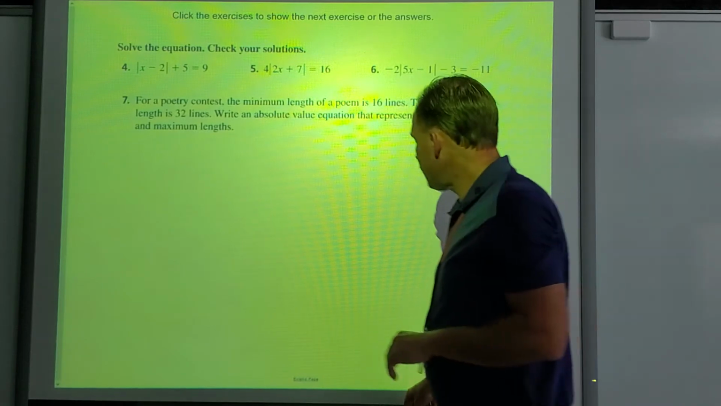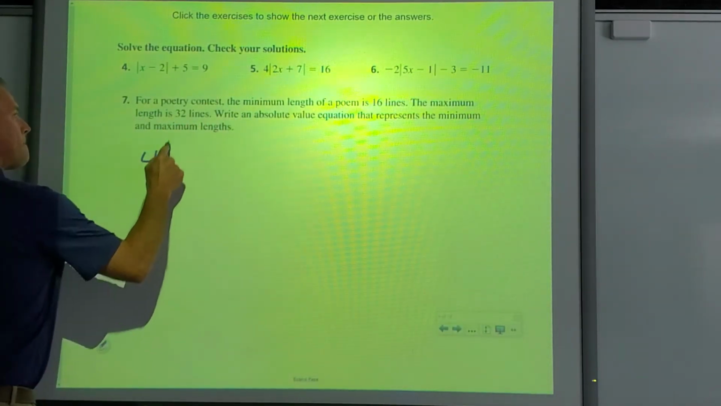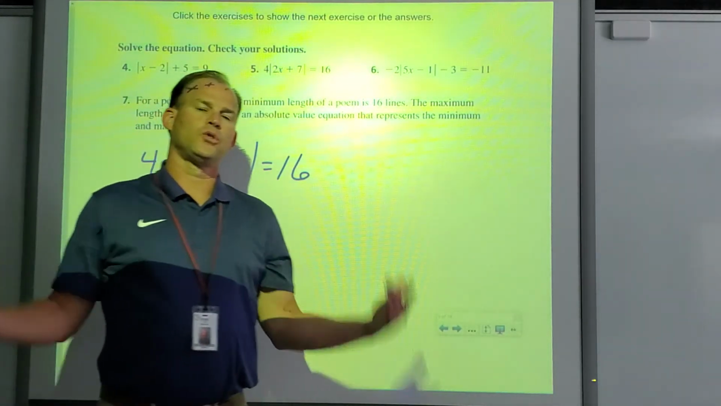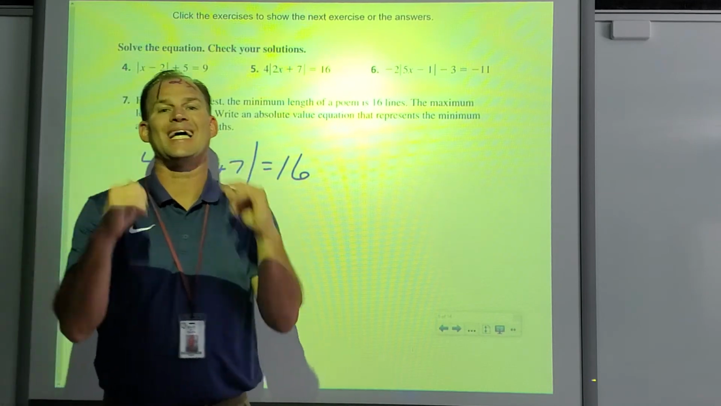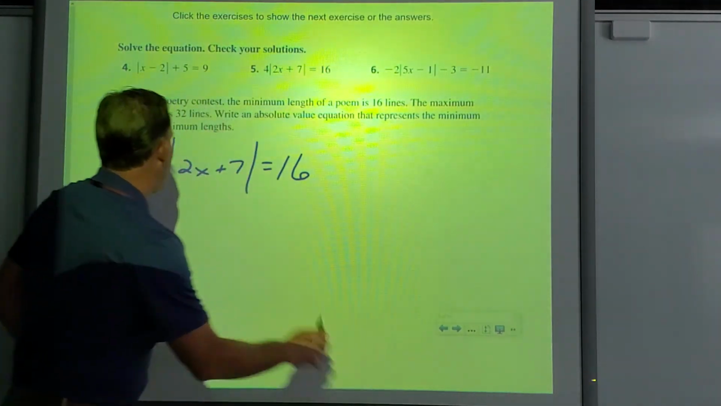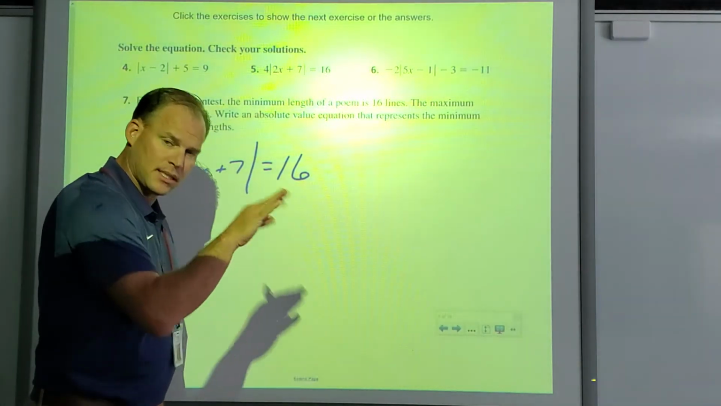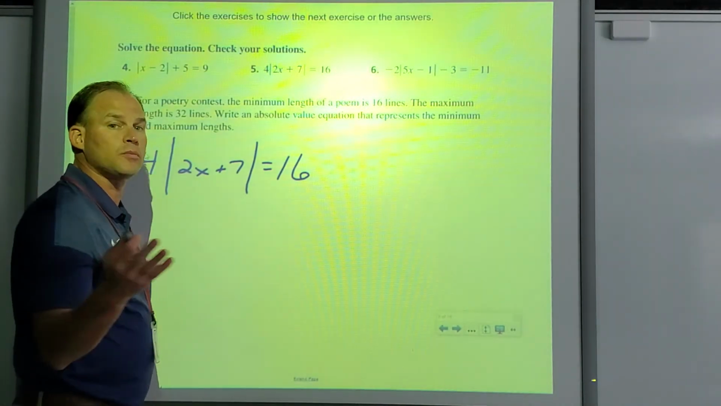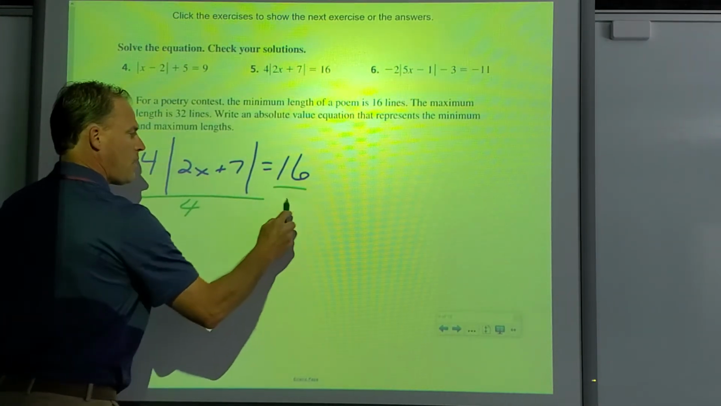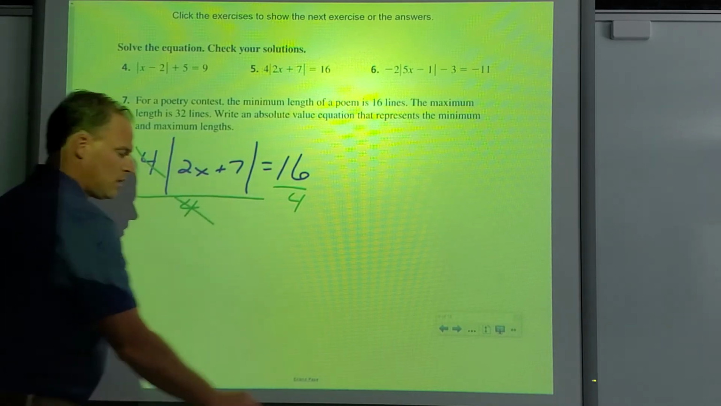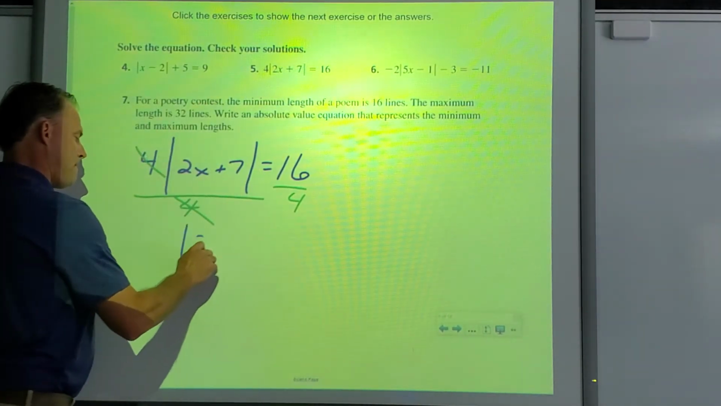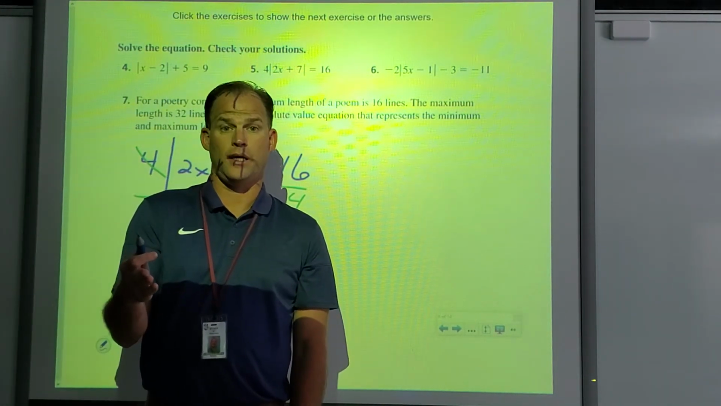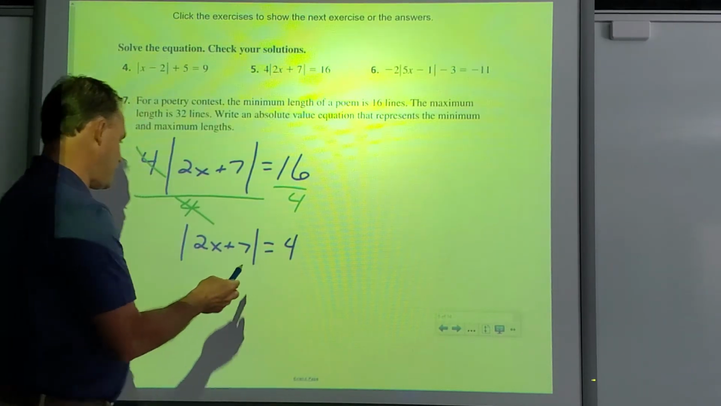Let's go to number 5. So, I told you if there's stuff outside the absolute value, you got to deal with that first. You got to isolate that absolute value. Well, I can't distribute. That's not allowed. It's not a parentheses. It's an absolute value. But to isolate this, a number next to an absolute value means multiplication. So I can divide. 4 divided by 4 is 1. So now I have my absolute value isolated. Now I can split it into 2 equations.